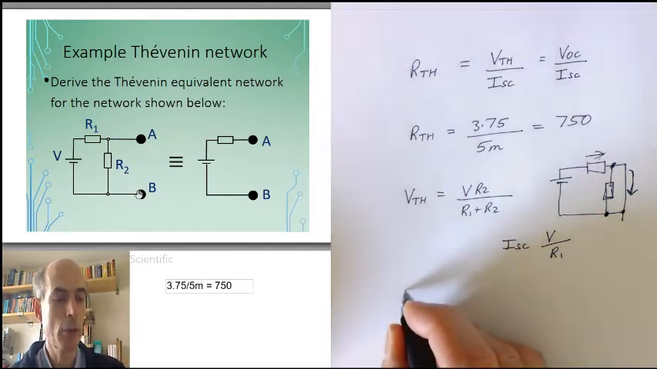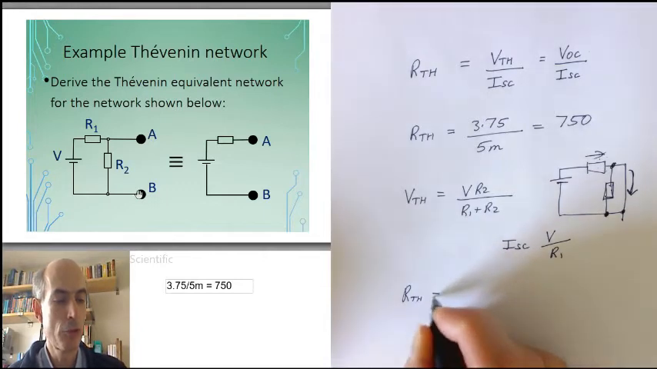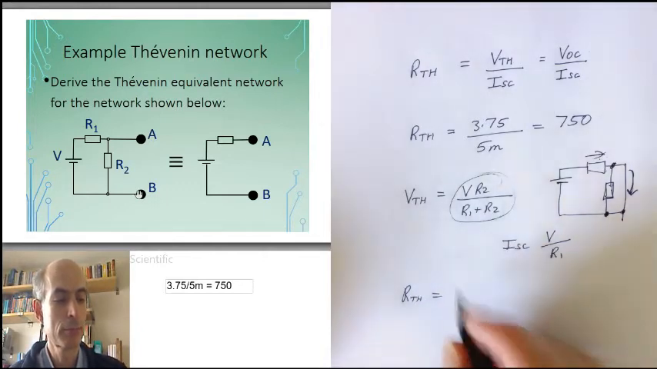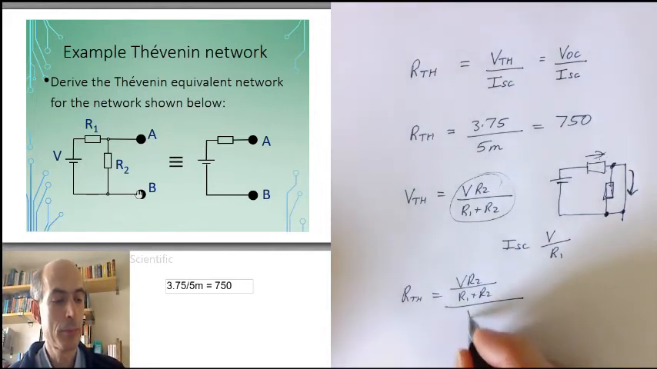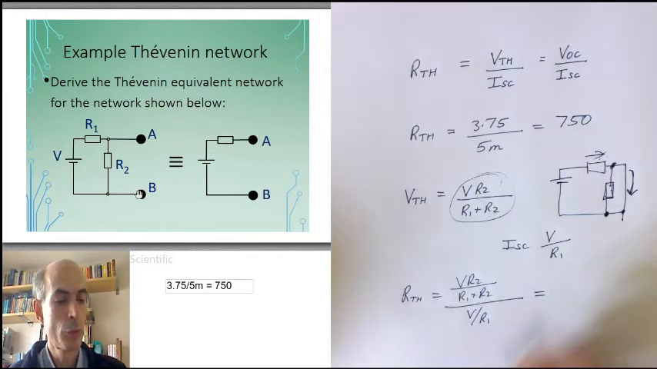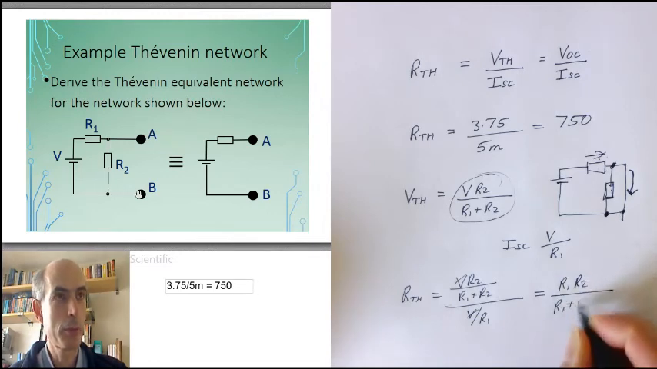So my Thevenin equivalent resistance, which is the open circuit voltage divided by the short circuit current, would be, the V's cancel, this would be R1 R2 over R1 plus R2.